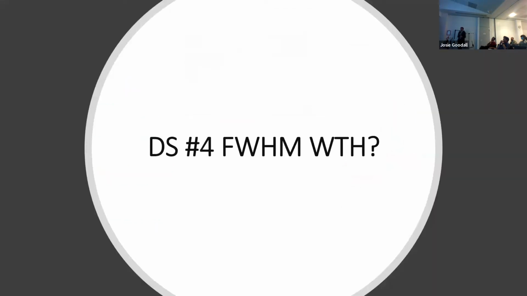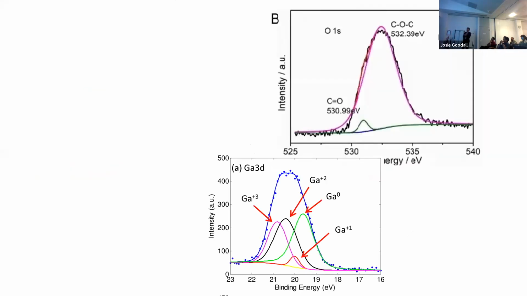Okay, number 4, full width half maximum, and number 1 with WTH, what the hell? But I did have a debate with myself. Full width half maximum. You often see things like this. So here we have an oxygen peak being fitted, and there's 2 components to this fit. One of them has got an absolutely huge full width half maximum, and one of them has got a tiny full width one.